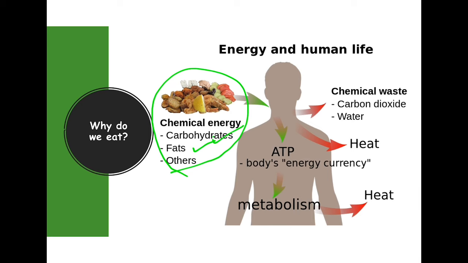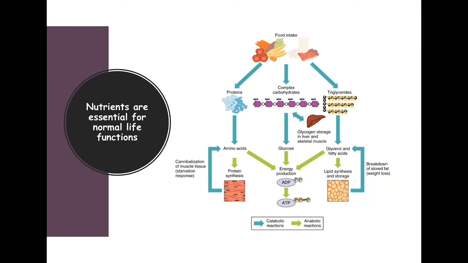And at the end, then we have our energy production, right? We do have some waste products that are produced, called carbon dioxide that we breathe out, and also water. Those are more metabolic waste products. All right, so let's take a look a little bit closer at what happens to the food that we eat, because we know that food provides nutrients, and nutrients are very important for us to survive. So nutrients are essential for normal life function.